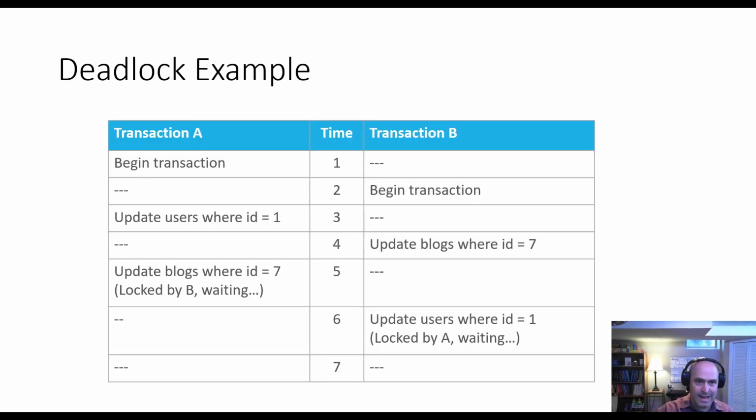So here's an example of a deadlock. Transaction A goes to update user 1. Transaction B goes to update blog ID 7. Along the way, transaction A needs to read from the blog, for example, so it's waiting because the other transaction is doing an update. Likewise, before transaction B can do an update, maybe it has to do some kind of read or update on users. So now they're both waiting for each other.